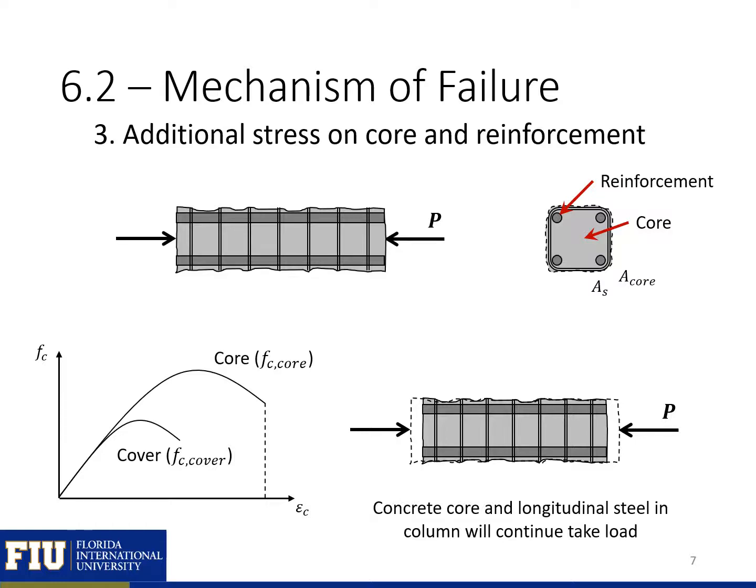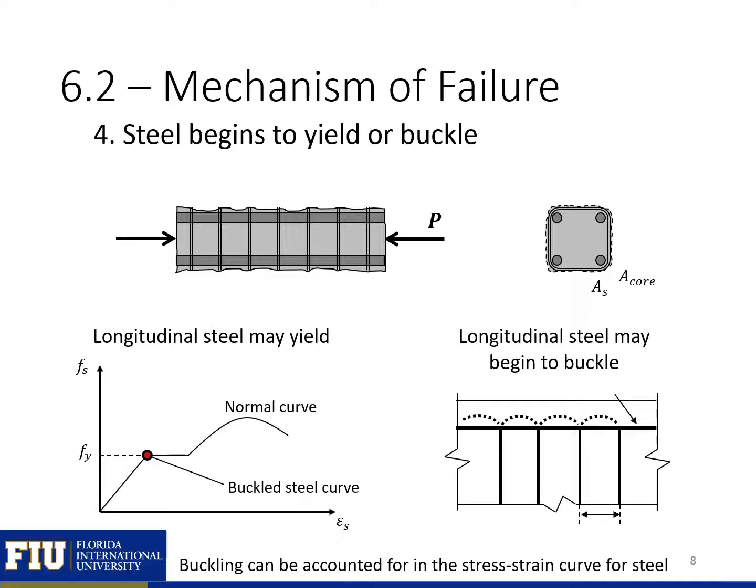Additional stress will then be carried by our concrete core and our longitudinal reinforcement. Our concrete core can handle these additional stresses because of the benefits of confinement. Our longitudinal steel will then either yield or buckle.